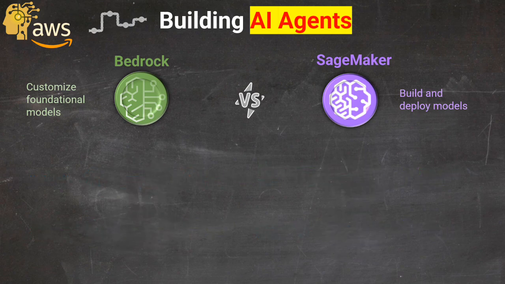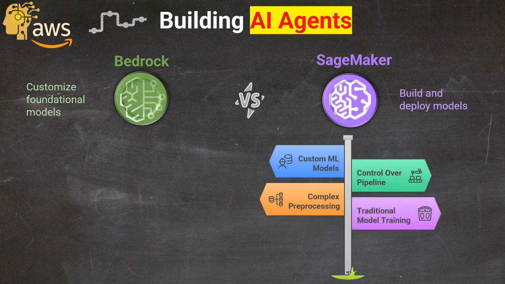Let's discuss when to use each of these powerful tools. The choice between Amazon SageMaker and Amazon Bedrock depends on your specific needs and project requirements. Amazon SageMaker is your go-to solution when you need to build custom machine learning models from the ground up. It's ideal if you require granular control over the entire ML pipeline, from data preprocessing to model deployment. SageMaker shines in projects that involve complex data preprocessing and feature engineering.